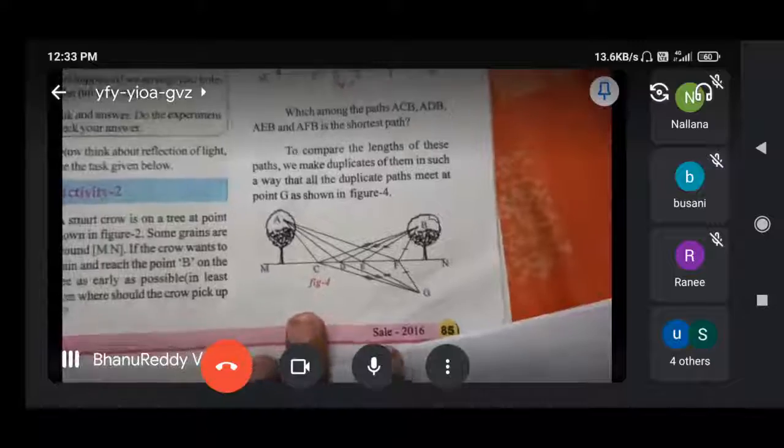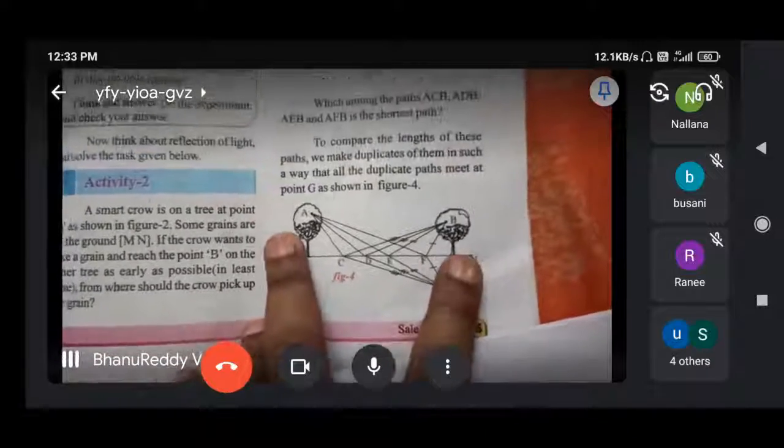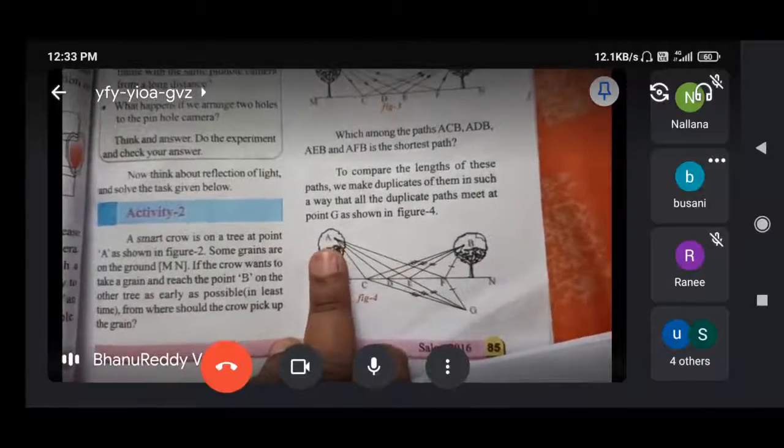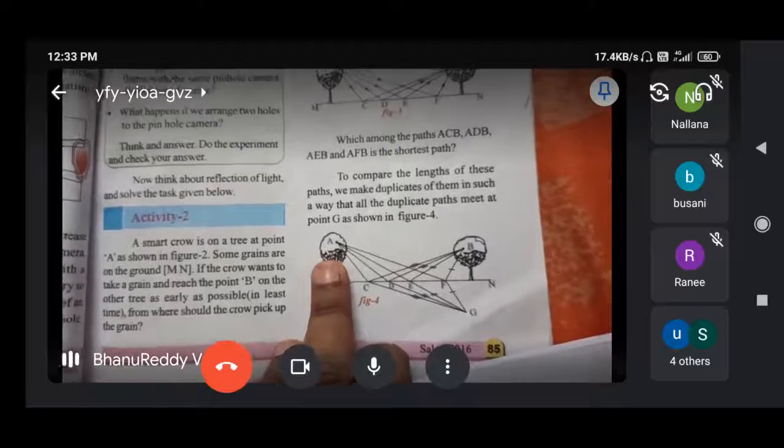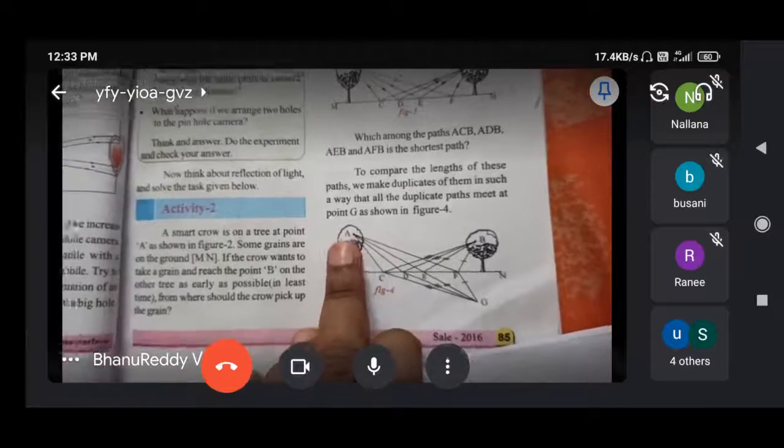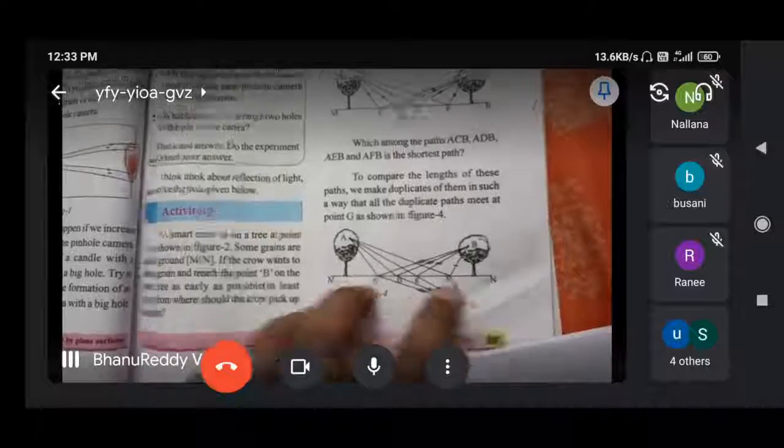Are you watching the screen now? Two trees are there, and on this tree a smart crow is there. So it reaches the ground and here all the grains are there.